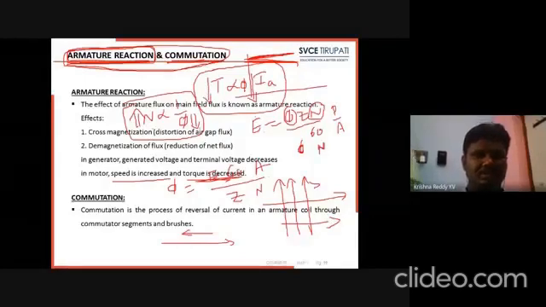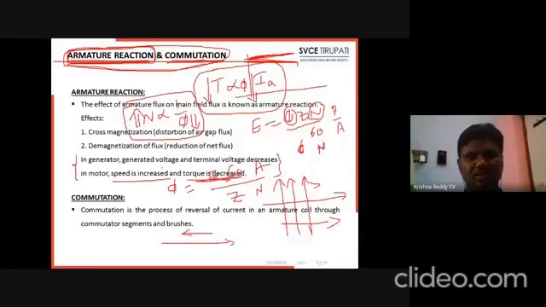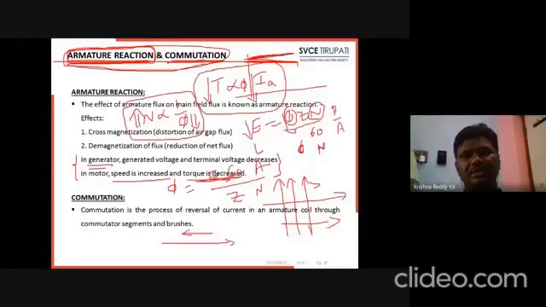So what are the consequences due to the reduction of flux in case of motor and generator? In the generator, as the flux reduces, the EMF reduces. As the EMF reduces, terminal voltage equal to E minus Ia Ra also reduces.